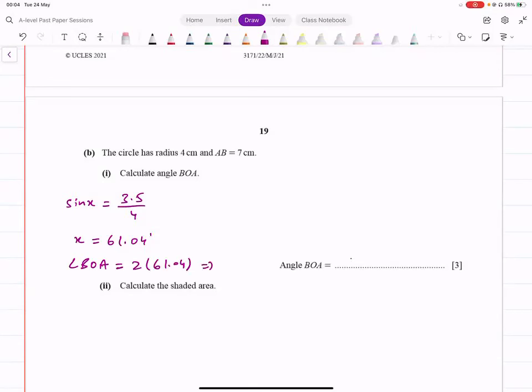That turns out to be 122.089. So that's going to be 0.09. ये आपका final result आ गया. इसको 0.1 भी लिख सकते हैं, इसको 0.09 भी लिख सकते हैं. That's okay. ठीक है? So that's your result. Now it says calculate the shaded area.